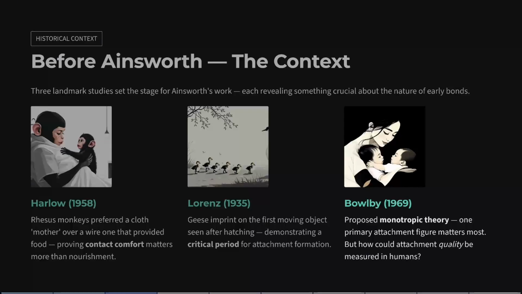But here was the problem. Bowlby's theory described what attachment is and why it exists. What it could not tell you was whether attachment quality varies between infants, and if so, how to measure those differences. And that is the gap Ainsworth stepped into.